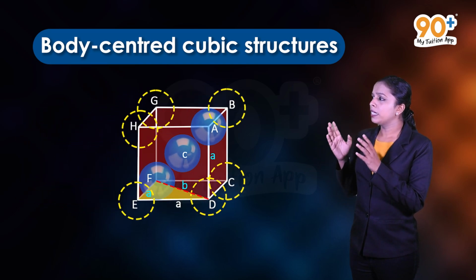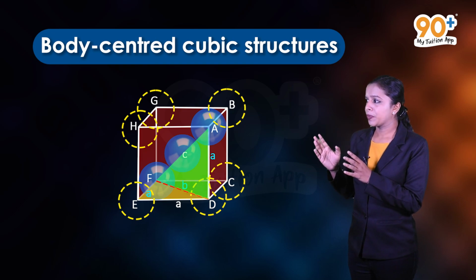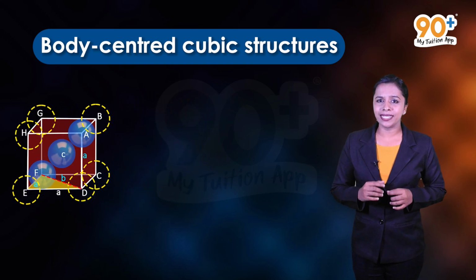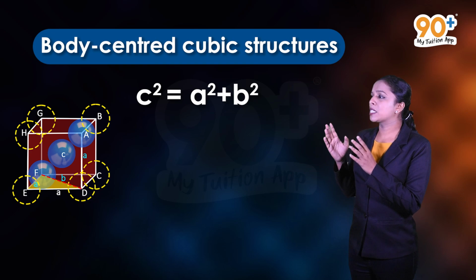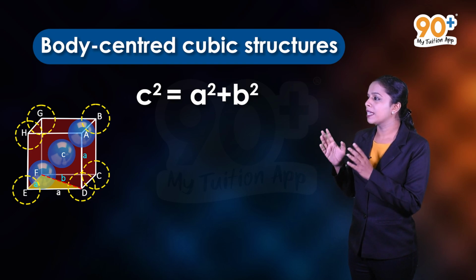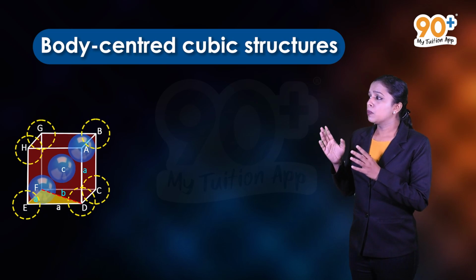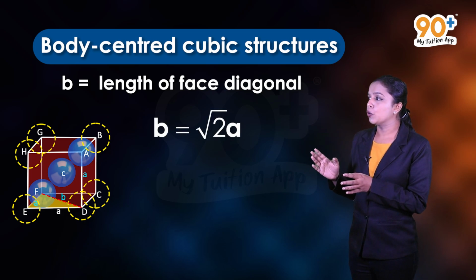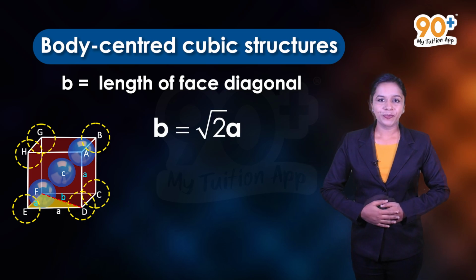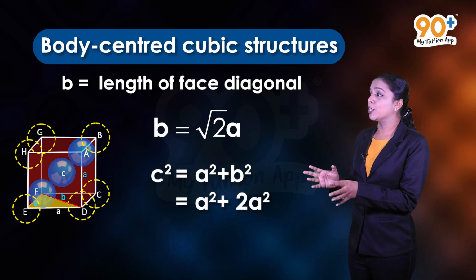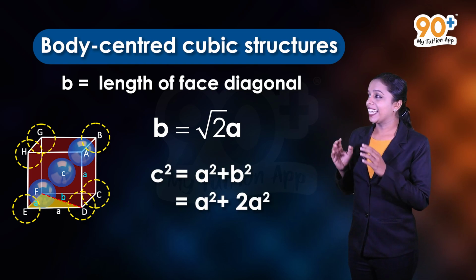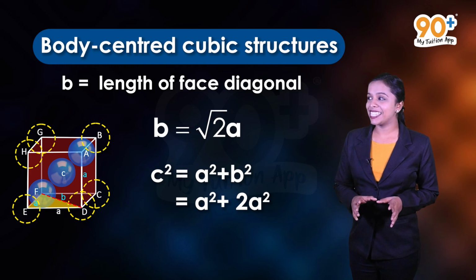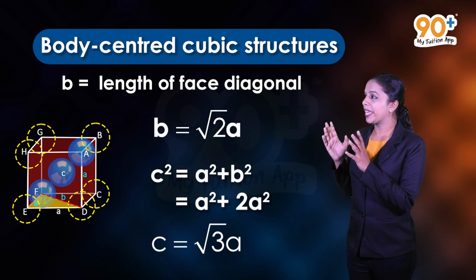Let us now consider triangle AFD. The length of the body diagonal c can be calculated with the help of Pythagoras theorem. That is, small c square is equal to small a square plus b square, where small b is the length of the face diagonal. Thus, small b is equal to root 2 into a. That is, c square is equal to a square plus b square. That is equal to a square plus 2a square. Thus, we can say that c is equal to root 3 into a.